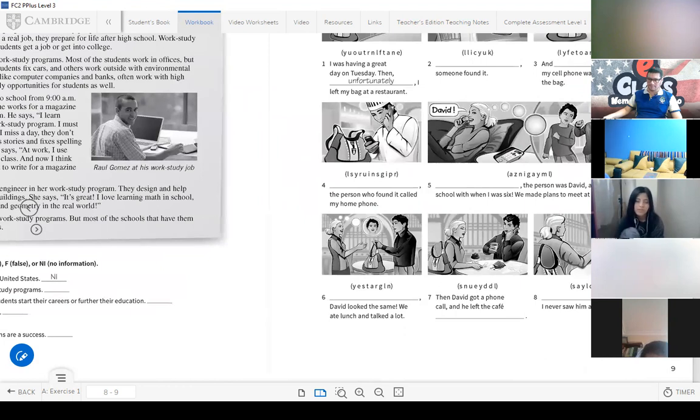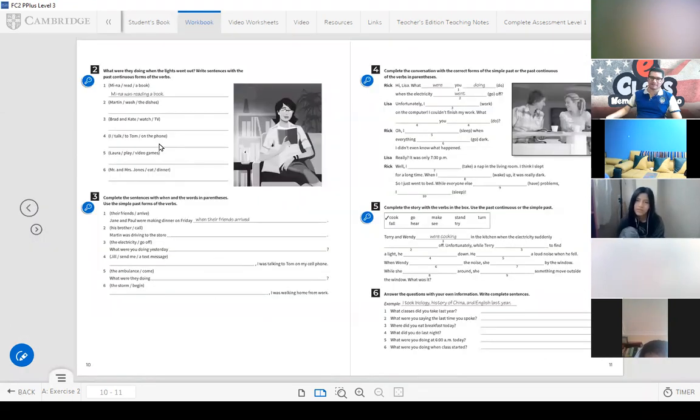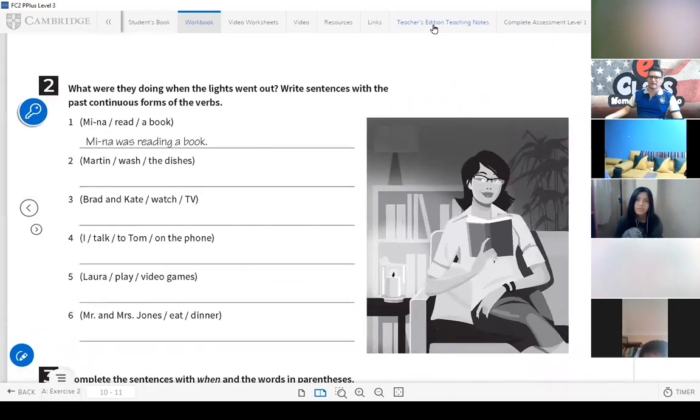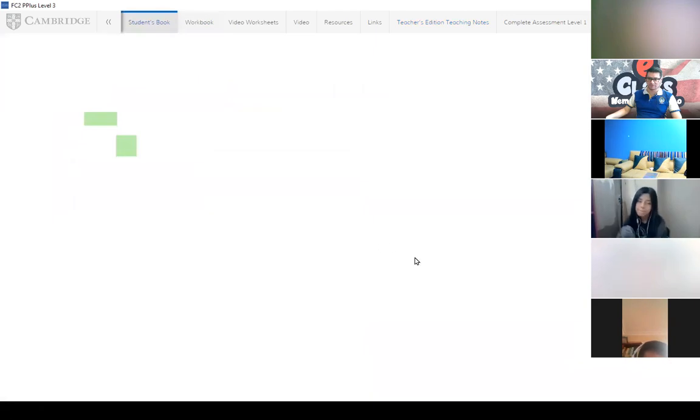Así de fácil. Next, en la siguiente page, ¿qué vas a tener que hacer en la siguiente page? Ok. Dice, what were they doing when the lights went out? Esto es parecido a lo que acabamos de leer hace un momento, ¿no? What were they doing? ¿Qué estuvieron haciendo when the lights went out? Dice, write sentences with past continuous form of verbs. Vamos a utilizar o vamos a escribir oraciones. ¿Ok? For example, dice aquí, no, Mina, dice acá, was reading a book. Te vas a guiar acá de estas estructuras, chicos, ¿no?